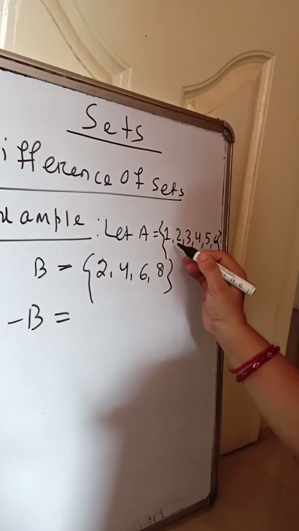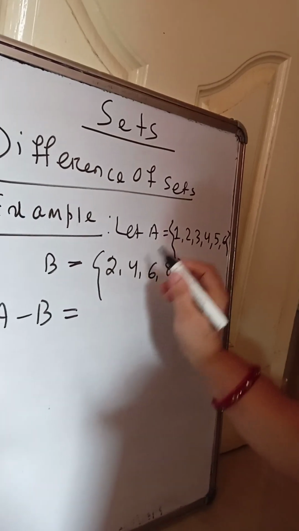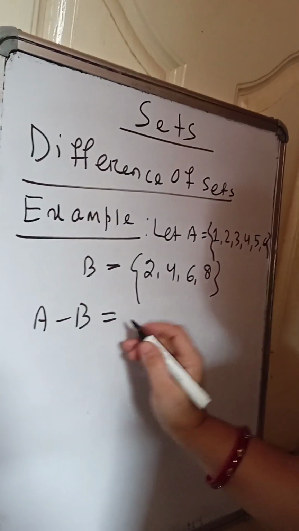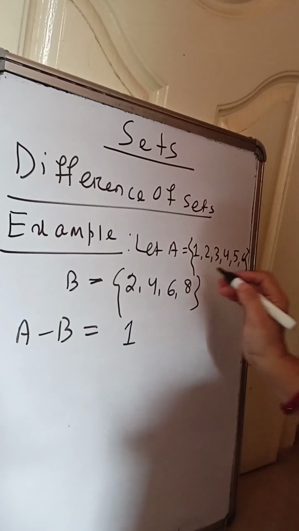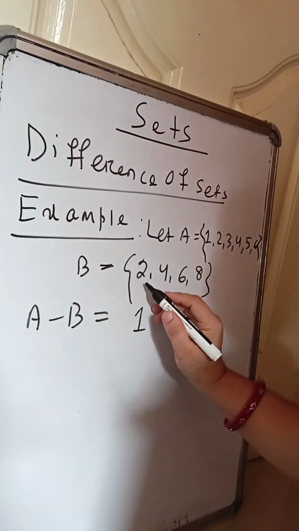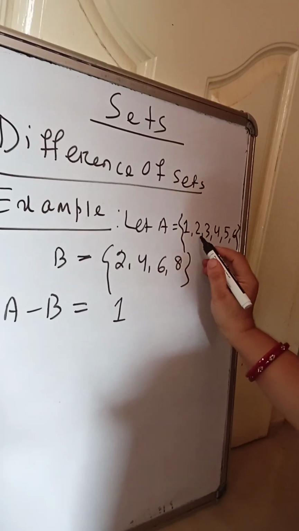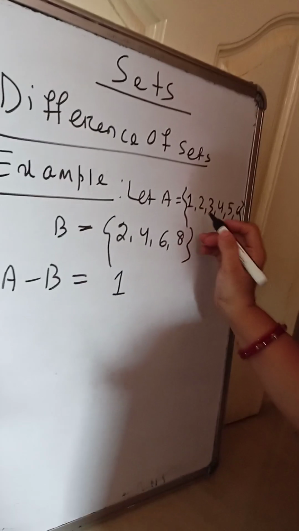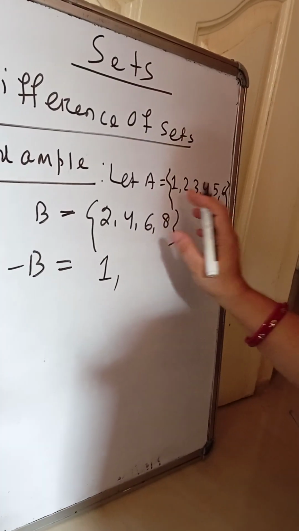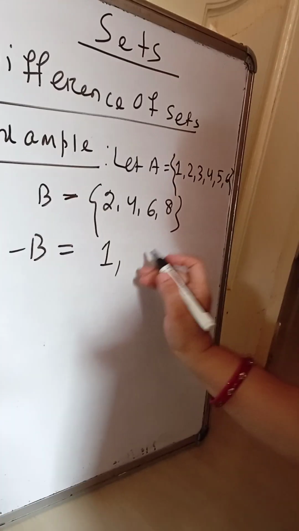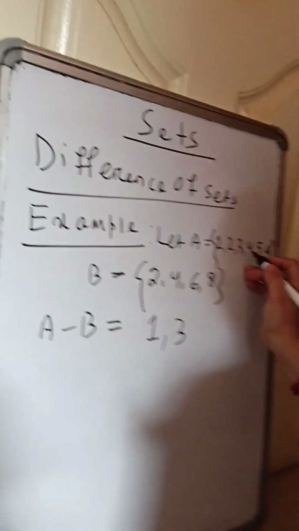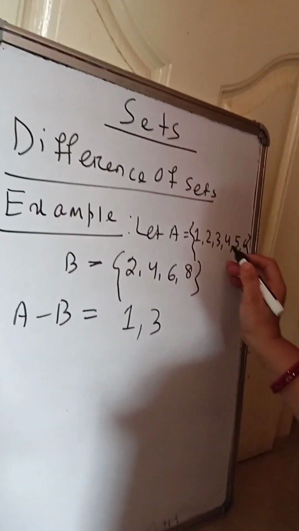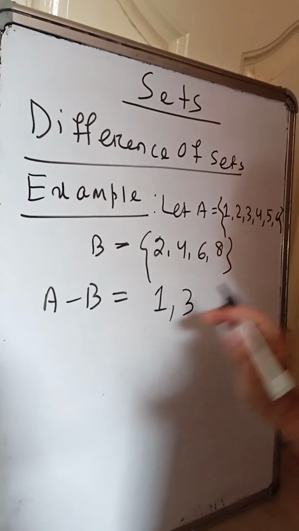First you check here, the element 1 is present in A but not in B. So you can take the first element 1. The element 2 is present in A but also present in B. So we will exclude 2 from A minus B. So 2 will not be written. Next, 3 is present in A but not in B. So we can write 3. 4 is present in A, present in B too. So 4 will be excluded from the set A minus B.